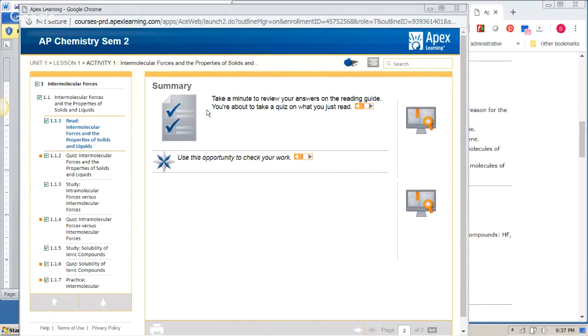The reading guide. Take a minute to review the answers of your reading guide. Take a minute to review your answers on the reading guide. You're about to take a quiz on what you just read.